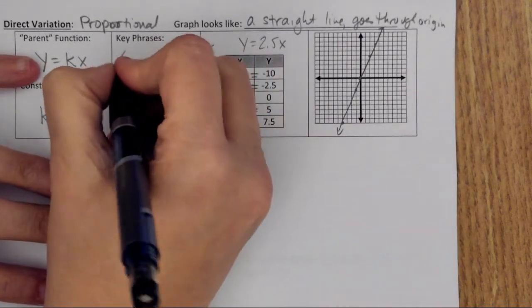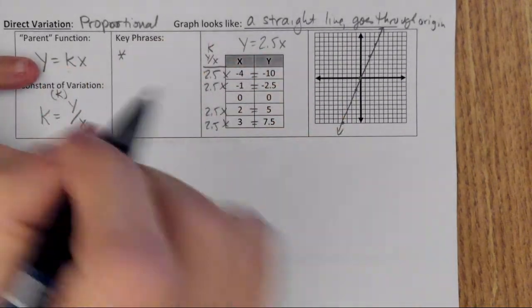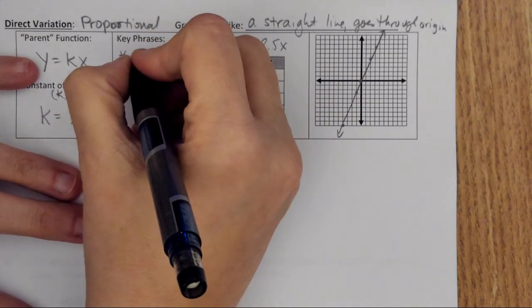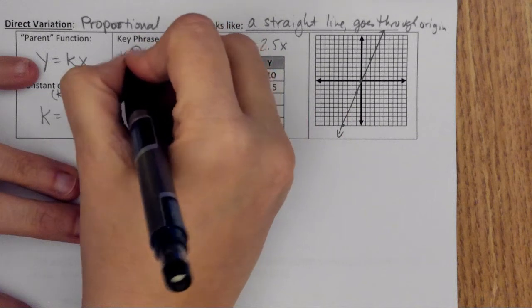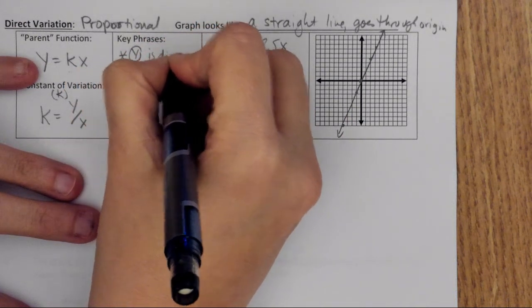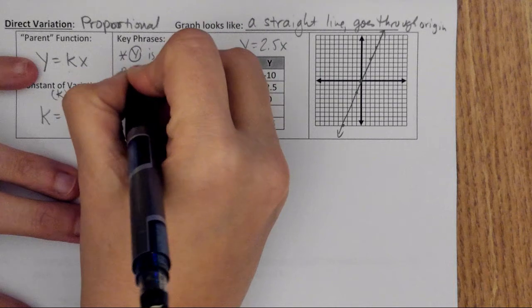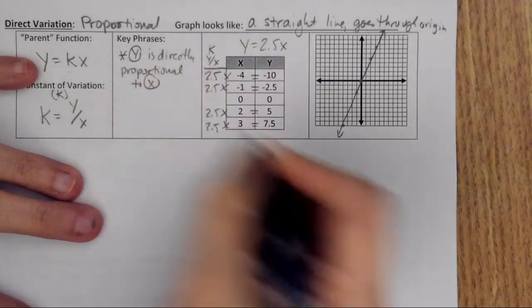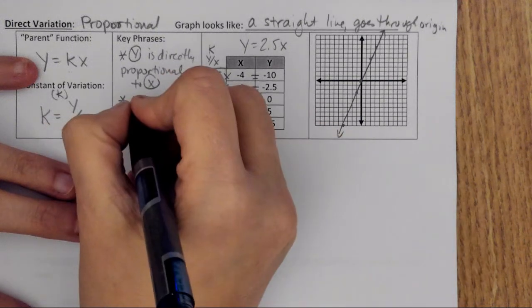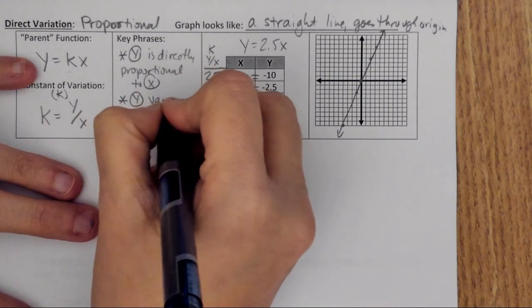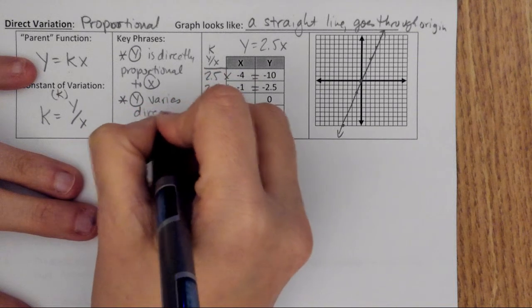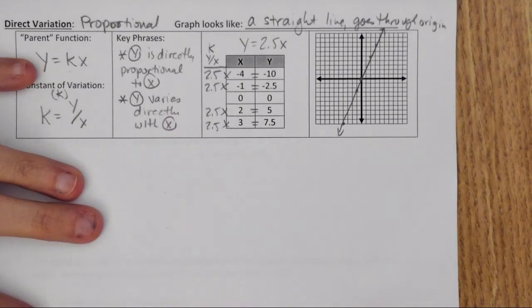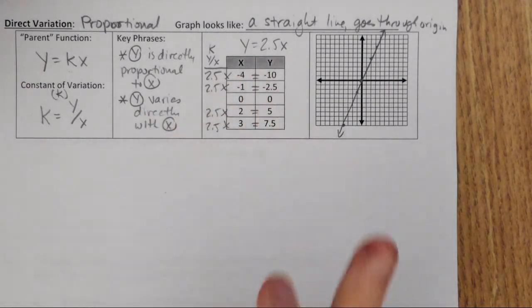Now, we have some key phrases, some phrases that we're going to see almost every time we see direct variation. So one of the phrases we might see is y is directly proportional to x. We might also see y varies directly with x.